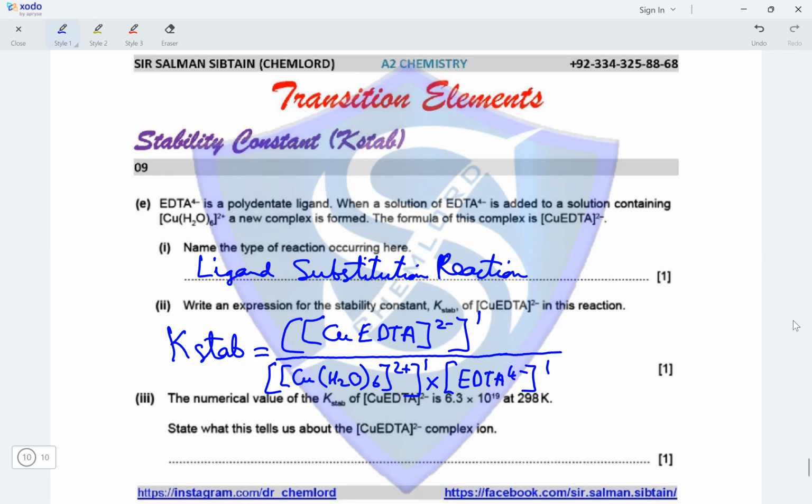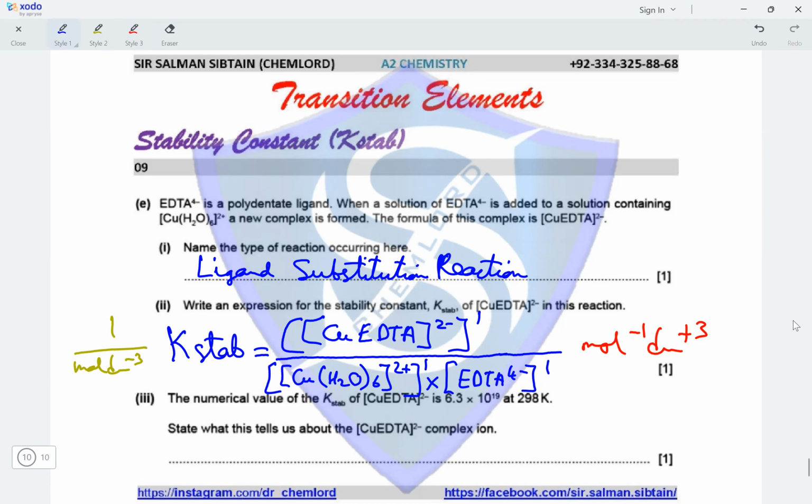And if we were to include units, the units would be 1 upon mole per dm cube, because 1 mole per dm cube in the numerator and denominator gets cancelled out. So the units for the K stab would be mole power minus 1 dm power plus 3. And also to note here, 6 water molecules would have been part of the products, but water is not included in the expression of the equilibrium constant.